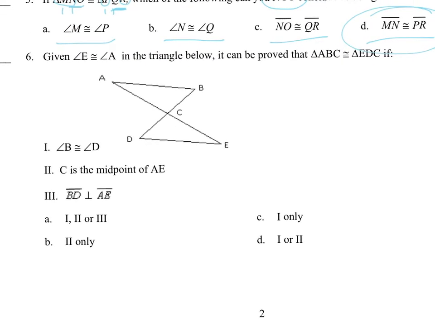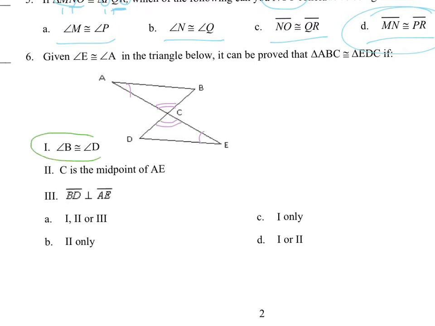Okay, number 6. We have two triangles. We're saying that E and A are congruent. What else is congruent that's not labeled? Well, our vertical angles are congruent. So what's needed to prove these two triangles congruent?